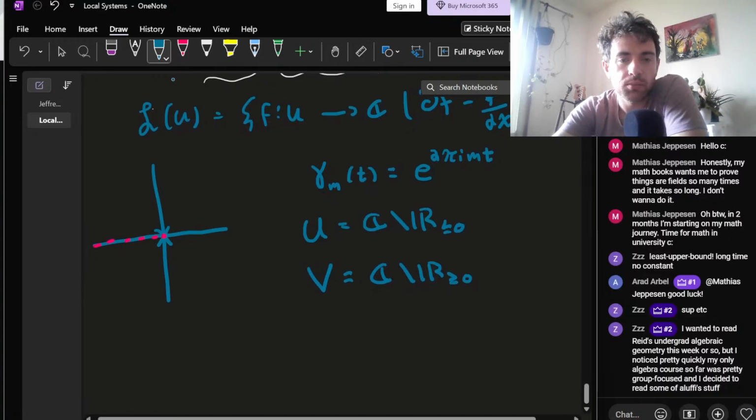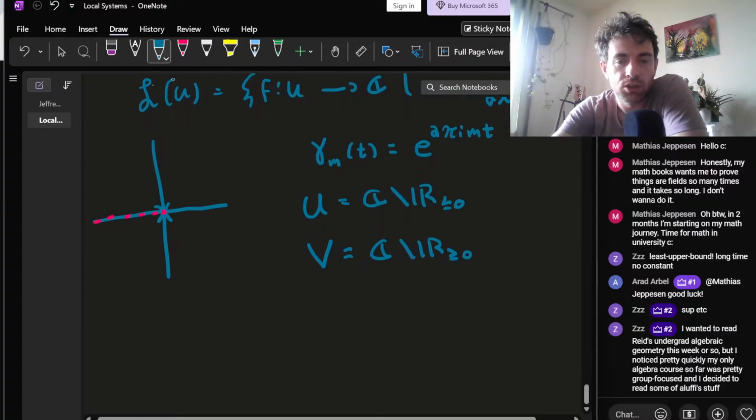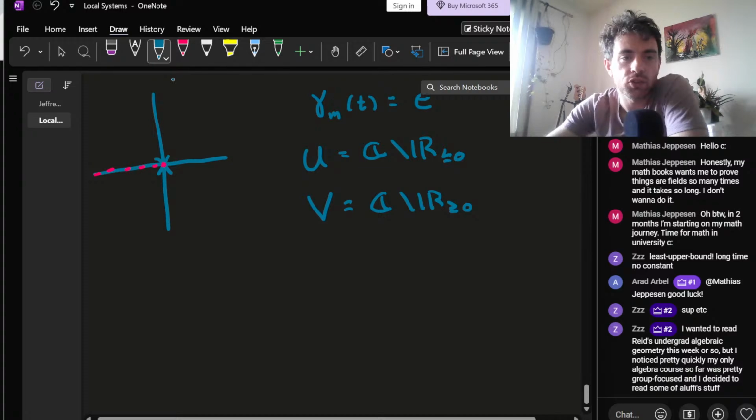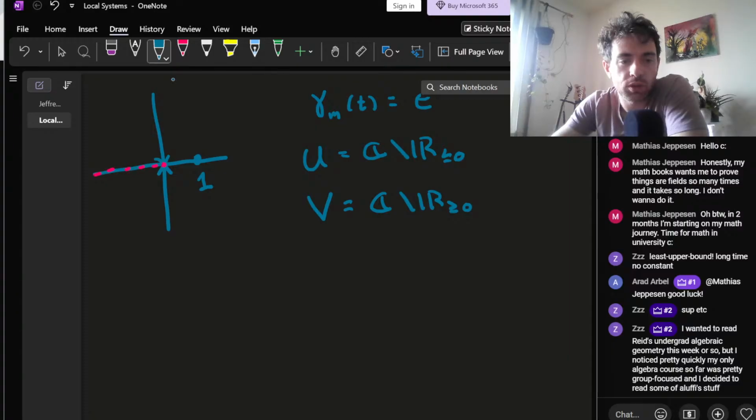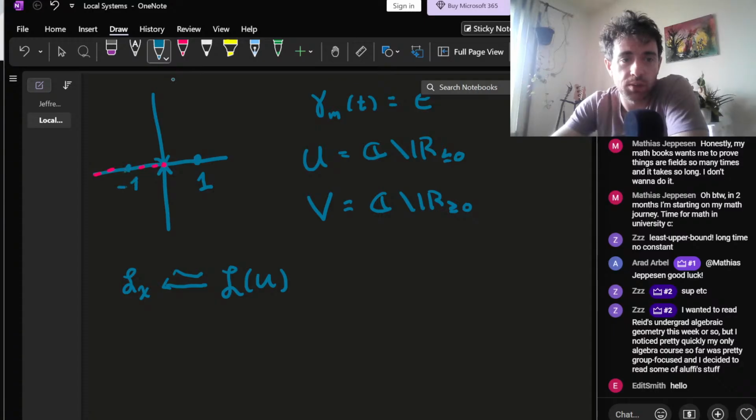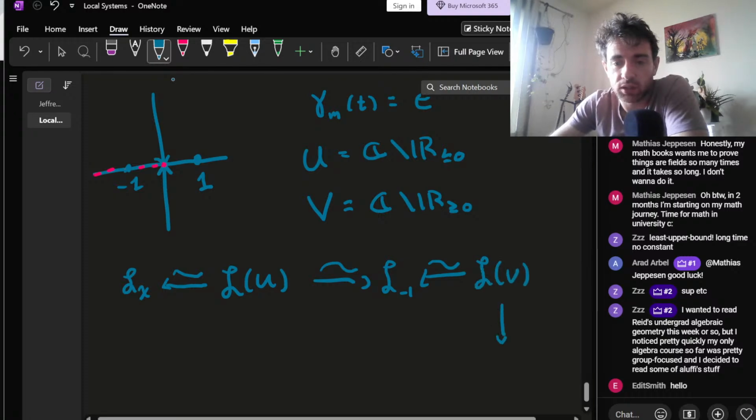So I guess the localization map, so we'll look at the stalk at 1 here. And so I guess we're trying to look at this isomorphism to LU, and then we'll look at -1. We'll look at the isomorphism down to the stalk at -1 and the isomorphism to LV, and then finally the isomorphism back down to LX.